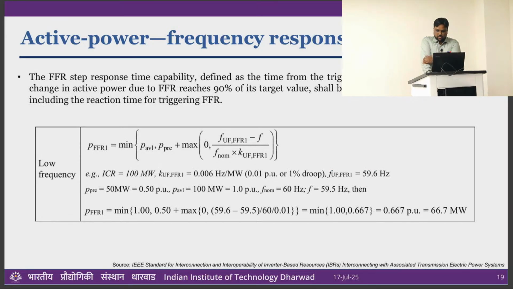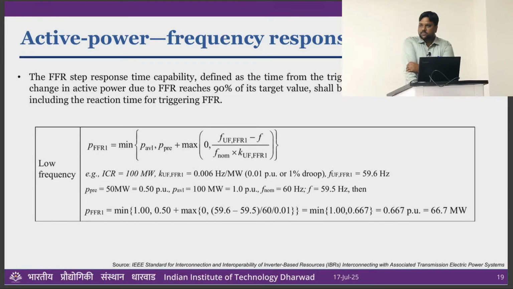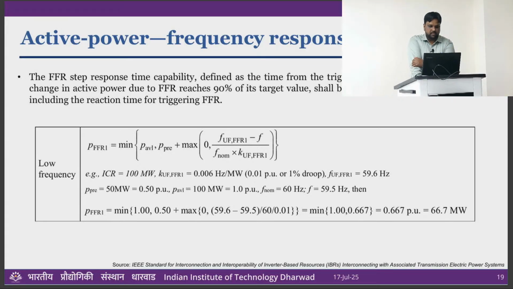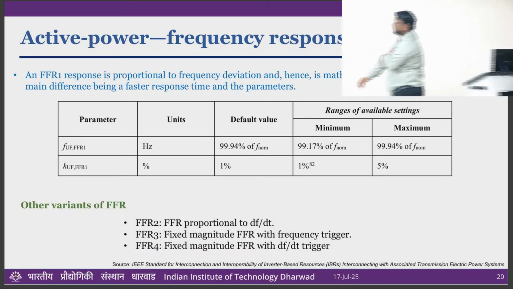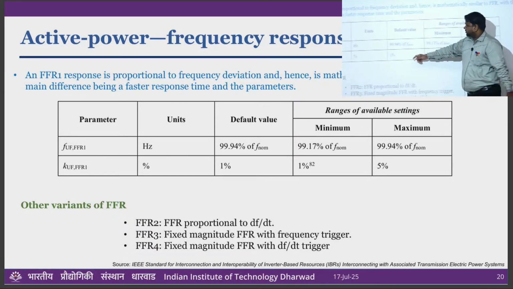This is what I told, some example for FFR calculation. It is very simple. They have given an example in the document. You can go through that. They have taken 60 Hz here because IEEE is an international US based organization. Yeah, as I was telling, this is 1%.